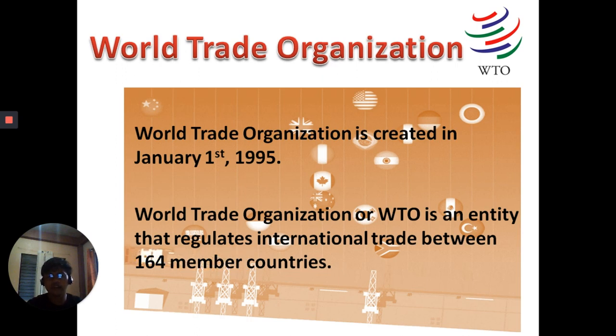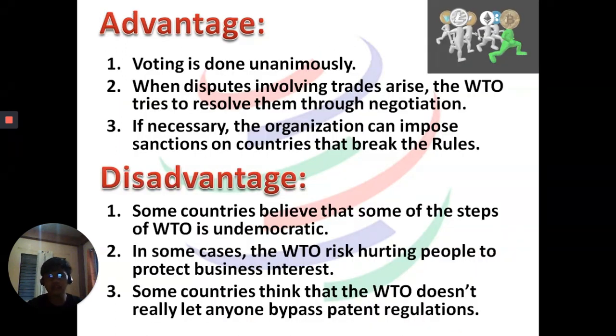Okay? The advantages of having the WTO around are: 1. In theory, conclusions are created through a majority vote, but in most cases, such conclusions can be made unanimously. 2. Whenever disputes arise, the WTO tries to resolve them through negotiation. Okay. 3. If necessary, the organization can even impose sanctions, okay, on member countries which break the rules.